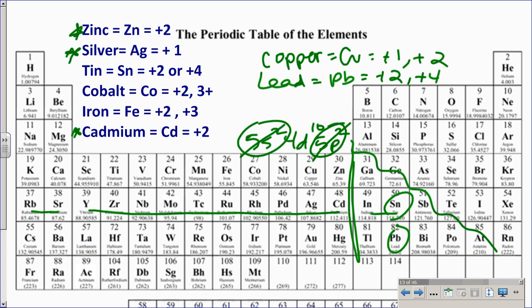So I'm not making these numbers up. There is a method to the madness. I'm just not going to explain every single one of them because you don't really need to know that. You just got to practice it and you get it. But that's why tin and lead. So lead can either be a 2+ or 4+ as well.